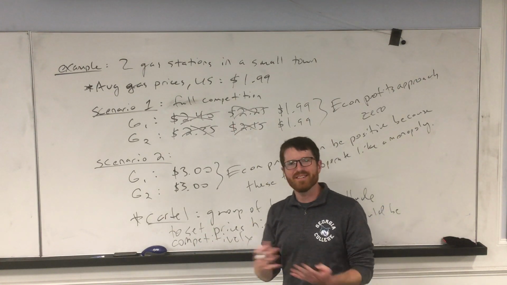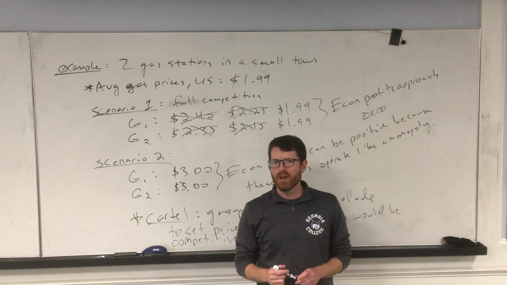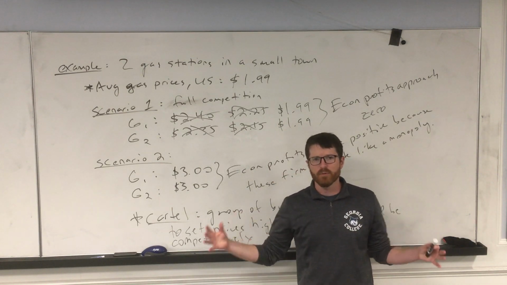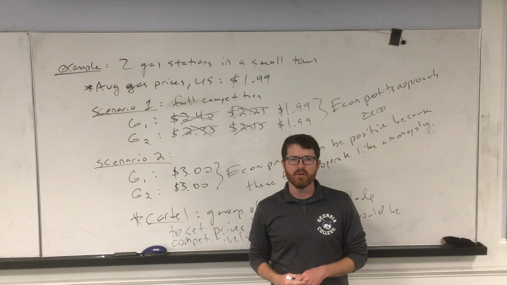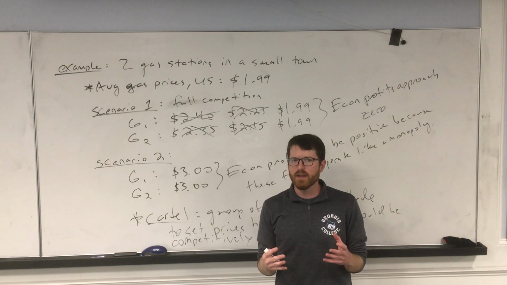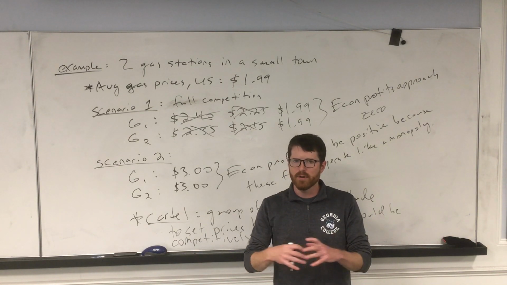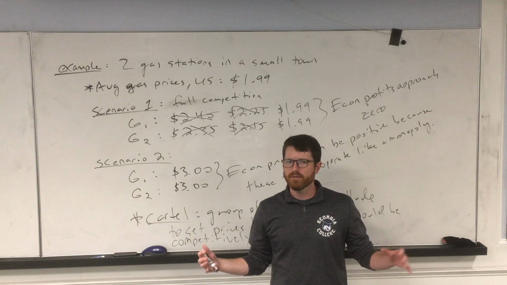So it really depends on the outcome. It also depends on how many firms there are. The more firms there are, the harder it is to collude. If there are 2 gas stations, it's pretty easy to get together and talk about prices, but if there are many, it's going to be tough.